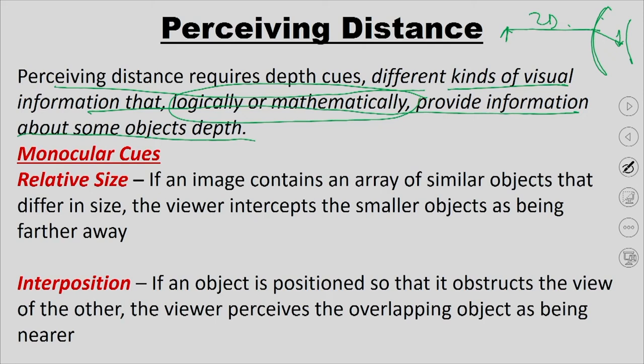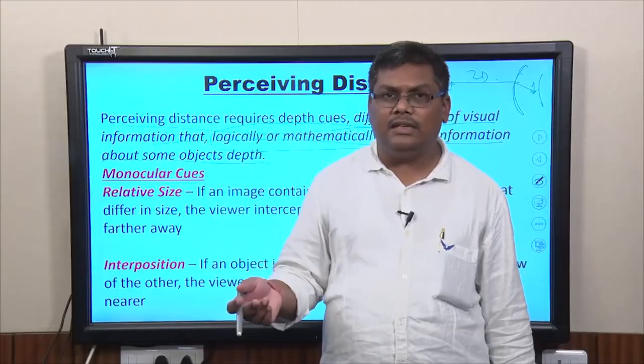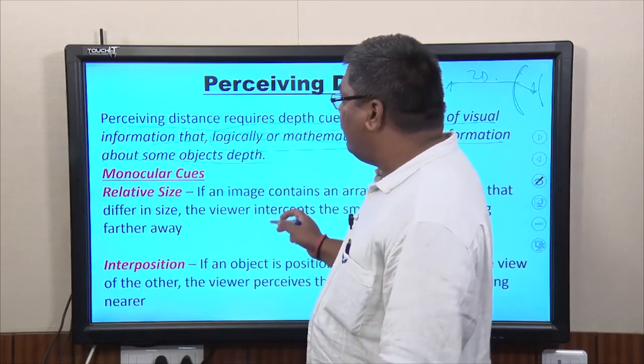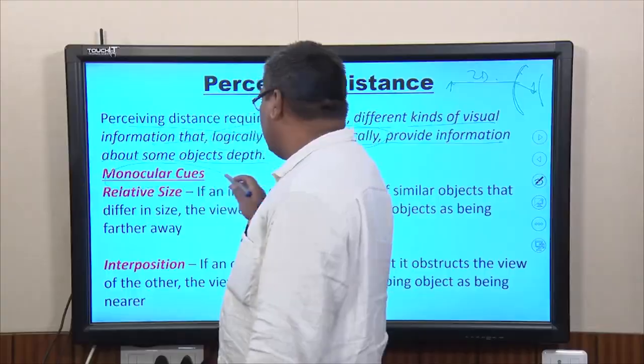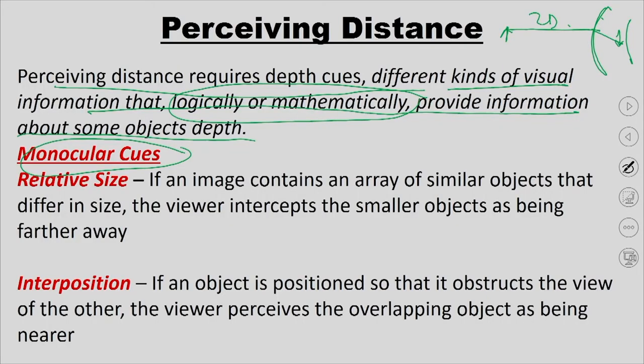Have you ever wondered why we have two eyes? The reason is that two eyes are helpful in judging distance, right? Once you want to calculate distance, one of the things is that a single eye can see distance which is far away. So, there are certain monocular cues, which means that these cues are independent, and either eye can see them.